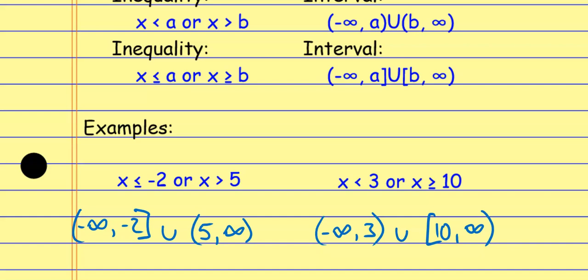All right? And it's really important that you go from least to greatest here. I can't write this as like 3 to negative infinity. That's backwards. It's negative infinity to 3. It's always least to greatest. And even the intervals, the two separate intervals, I have them from least to greatest.